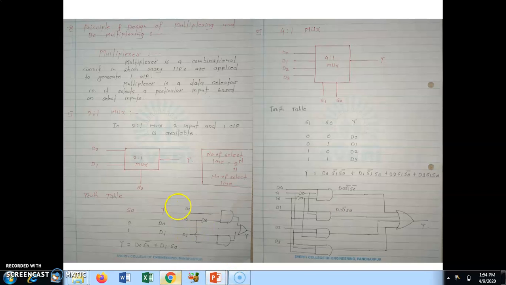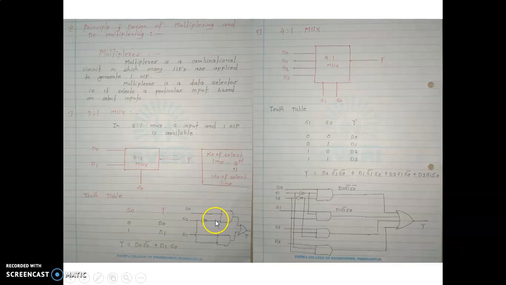So first term is D0 into S0 bar. Here we can provide D0 directly to the AND gate, and for S0 we have to consider a NOT gate. So the AND gate will take the multiplication of two inputs, that is D0 into S0 bar, and second one is D1 into S0. The outputs of the two AND gates can be combined by using an OR gate. So in this way we can represent the 2 is to 1 mux.